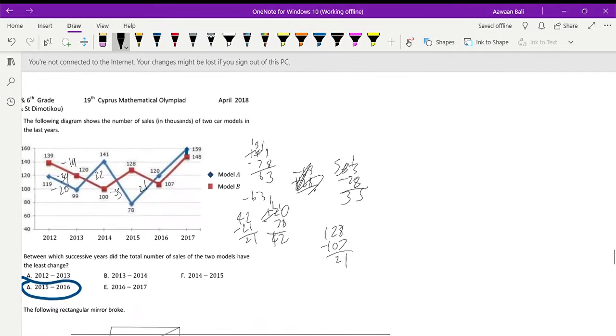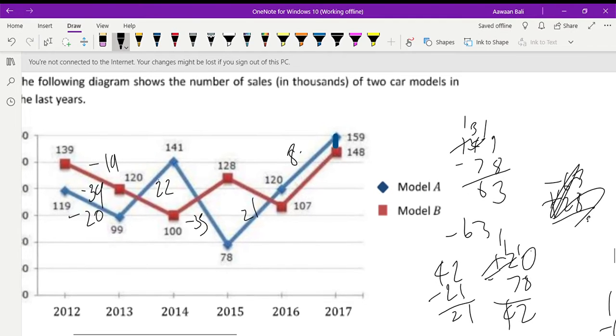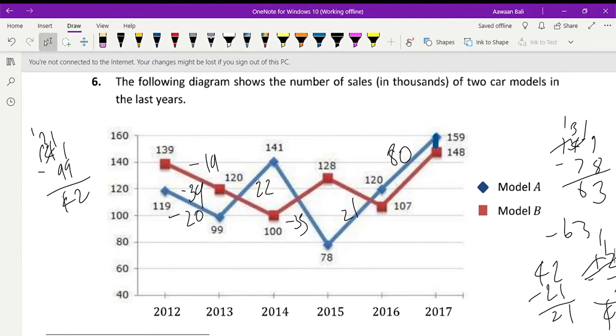And now 159 minus 120 is 39. 148 minus 107 is 41. 41 plus 39 is 80. Now basically, we're not looking at what is the biggest, what is the smallest, like the least change, which means it's not that big of a negative and it's not that big of a positive, but it's just in between.